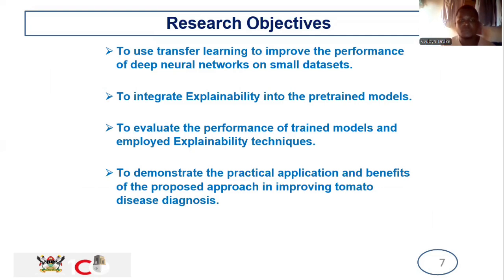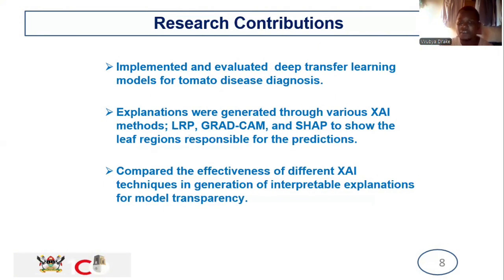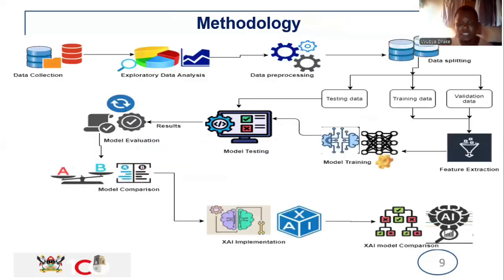So in this study, we plan to use transfer learning to improve the performance of deep neural networks on small datasets, also integrate explainability into the pre-trained models, evaluate the different pre-trained models and employed explainability techniques, and demonstrate the practical applications of the proposed approach. So we've implemented and evaluated deep transfer learning models for tomato disease detection, then used different explanation techniques like LRP, GradCam, and SHAP to show the leaf regions responsible for the prediction and compare the effectiveness of different explainable techniques.